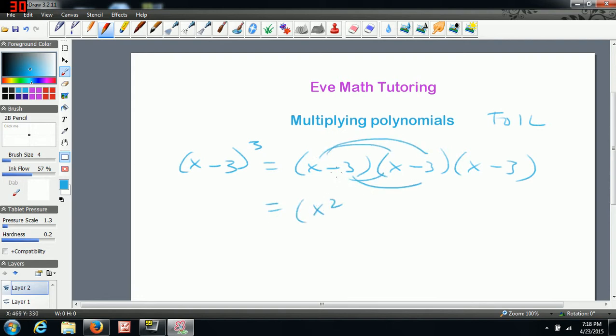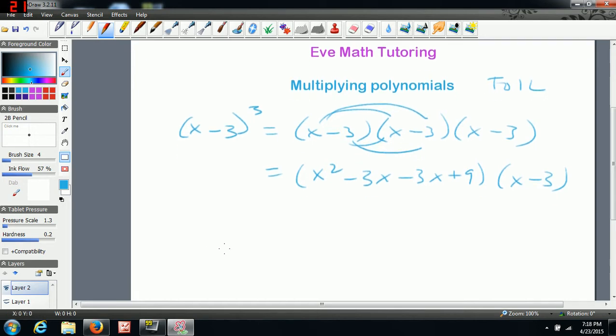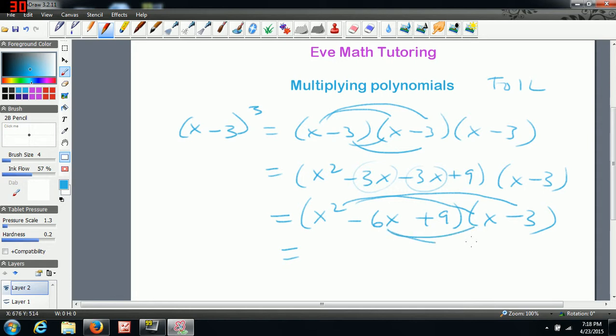So this is going to become x squared. X times x is x squared. X times negative 3 is negative 3x. Negative 3 times x, again negative 3x. And then negative 3 times negative 3 is positive 9. And then we just write down the x minus 3. Over here you can simplify because these two are like terms, so we can go ahead and add them. Negative 3x minus 3x is negative 6x plus 9, times x minus 3. Now that we have it in this form, we can multiply these out. Multiply this one by both terms, then this one by both terms, and then finally this one by both terms.